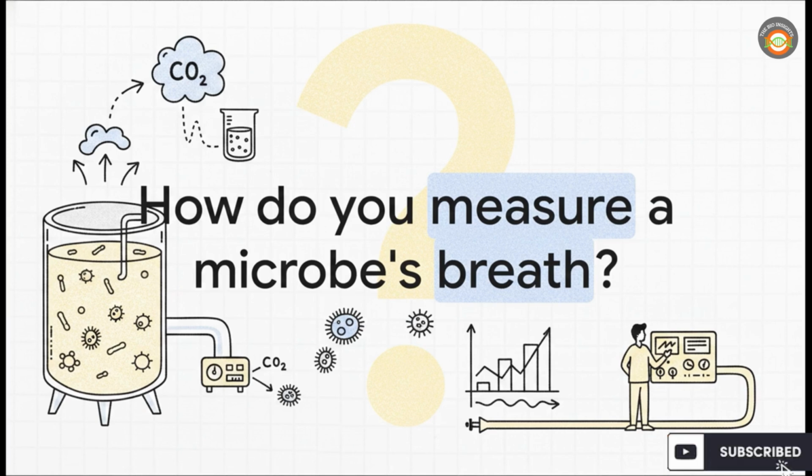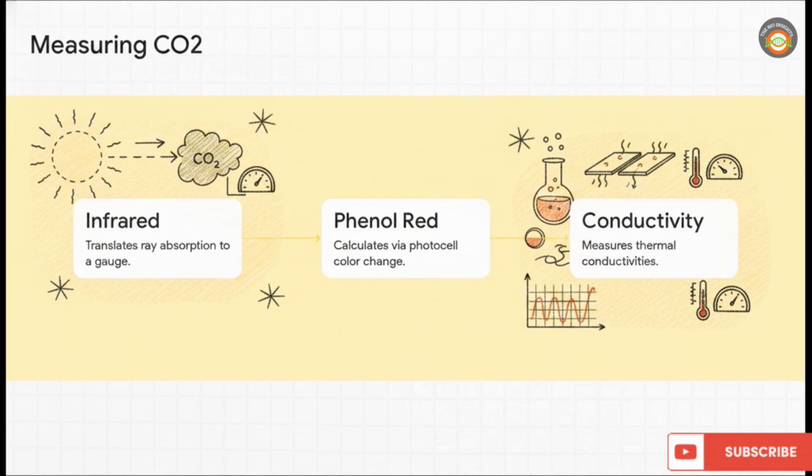But remember, we're talking about invisible carbon dioxide exhaled by billions of microscopic organisms mixed in a giant liquid broth. How on earth do engineers solve a seemingly impossible task like that? This is where biochemical engineers step in with 3 brilliant solutions. First up is infrared absorption. CO2 actually absorbs infrared rays. So, by shining infrared light through the effluent gas and using a highly sensitive sensor, we can translate that light absorption directly into a precise measurement gauge.